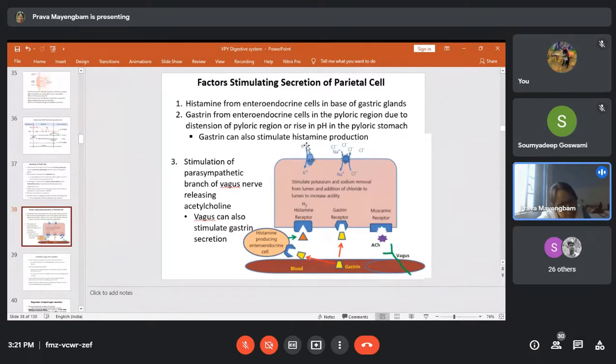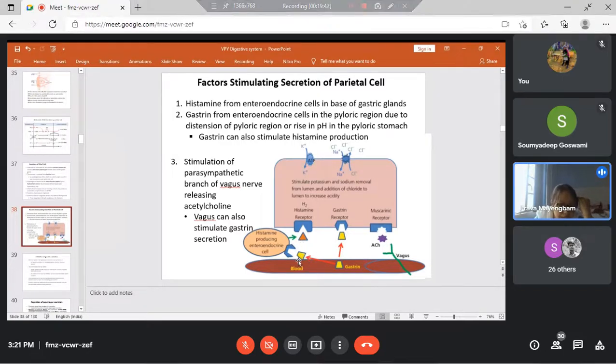Okay, so this part we have discussed earlier. Apart from this binding, what will happen? The histamine producing enteroendocrine cells have receptors for another hormone, gastrin. Gastrin comes from where?